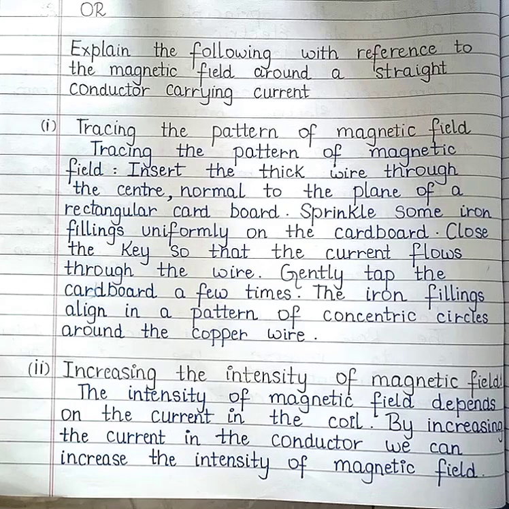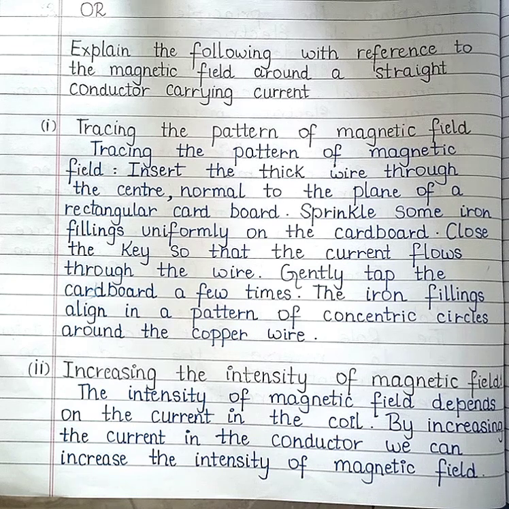Choice question. Explain the following with reference to the magnetic field around a straight conductor carrying current. First one, tracing the pattern of magnetic field. Insert the thick wire through the center normal to the plane of a rectangular cardboard. Sprinkle some iron filings uniformly on the cardboard. Close the key so that the current flows through the wire. Gently tap the cardboard a few times. The iron filings align in a pattern of concentric circles around the copper wire.